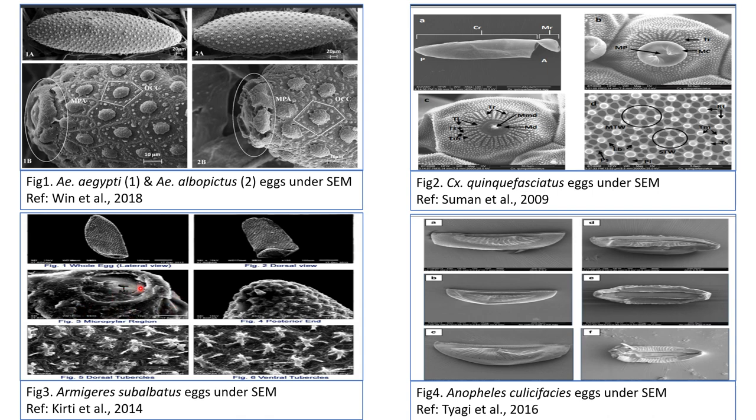This figure shows the micropylar region of Armigeres subalbatus eggs. This is the posterior end region, this is the dorsal tubercle, and these are the ventral tubercular views.